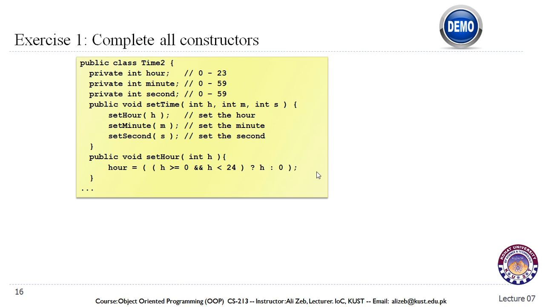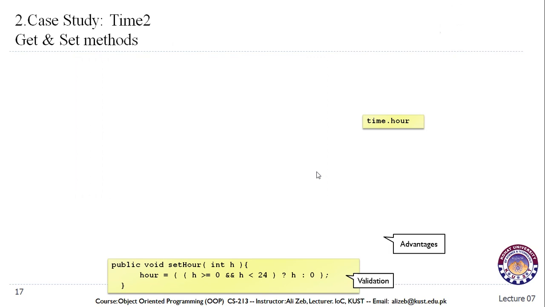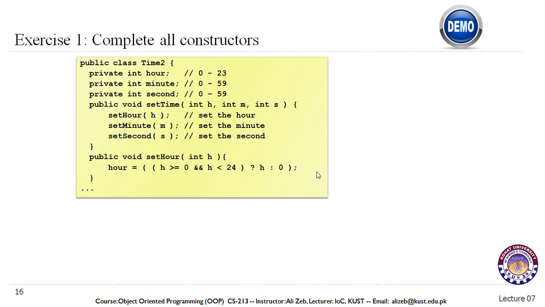So if you look at the example in the book, try to complete or add all the constructors that we discuss in this Time2 case study. So the variables are given, and there is a set method. You can add separate setter and getter methods for each of these variables. And then you can maybe use the set time method to call each of the methods to validate the values for the instance variables.